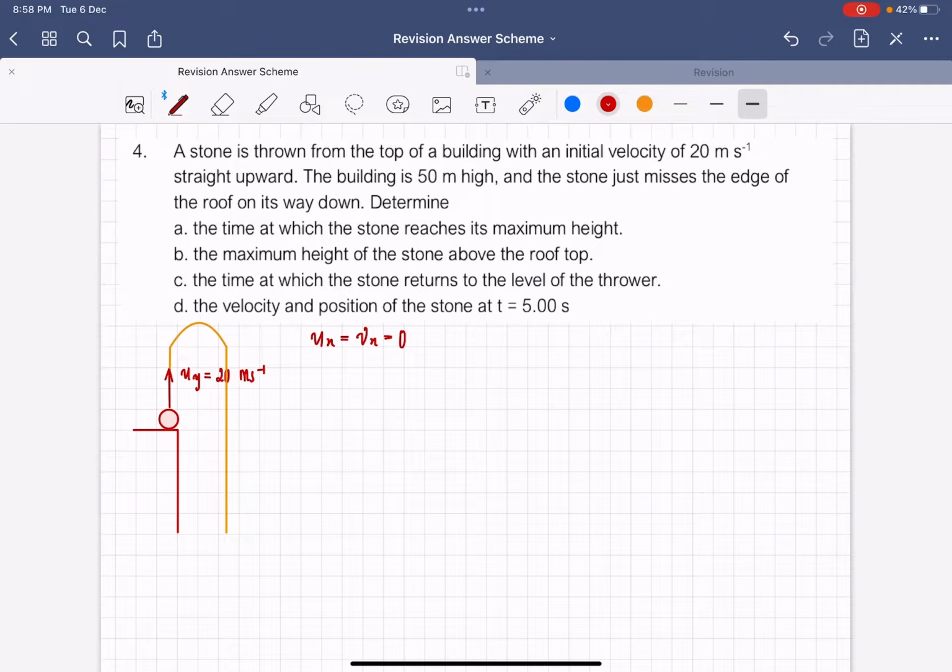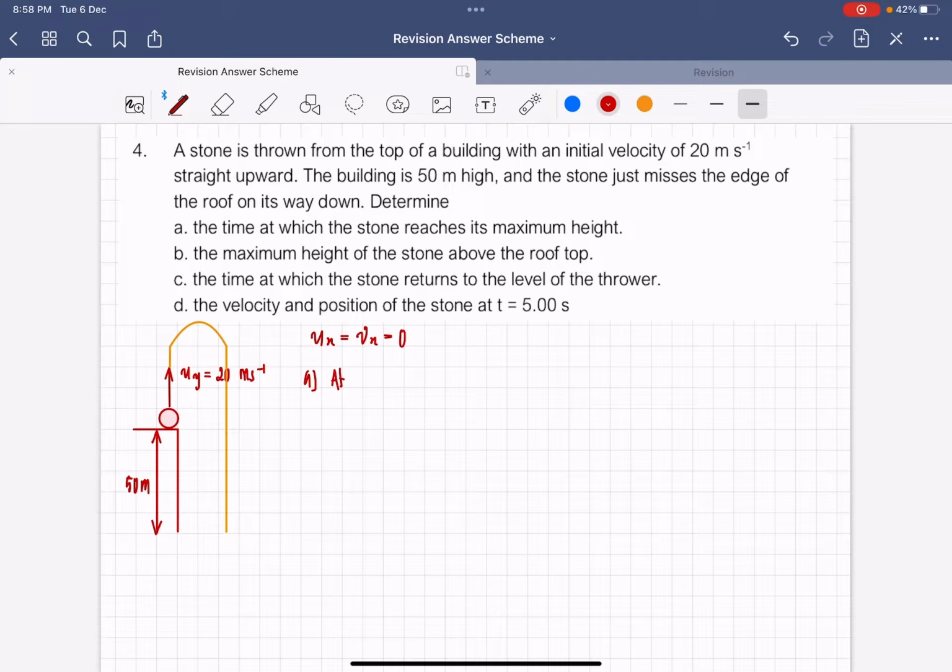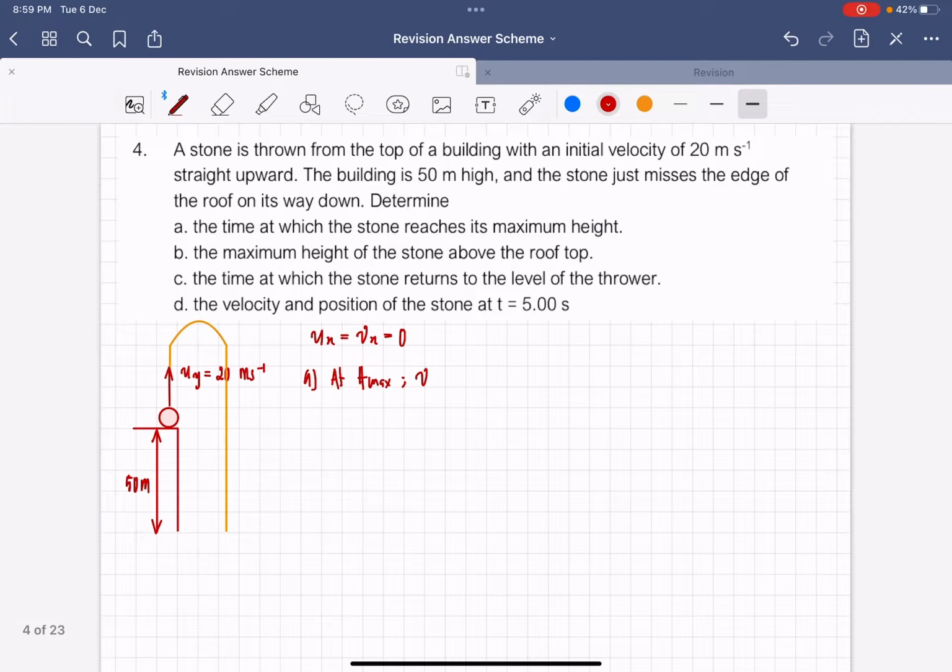Next, we have to see what? Okay, so the building is 50 meters high. So we label it as 50 meters. Okay, 50 meters. So we have to determine the time at which the stone reaches its maximum height. So at maximum height, what we need to remember is the final velocity in the y component should equal 0. Okay? So from here we can look at the formula.